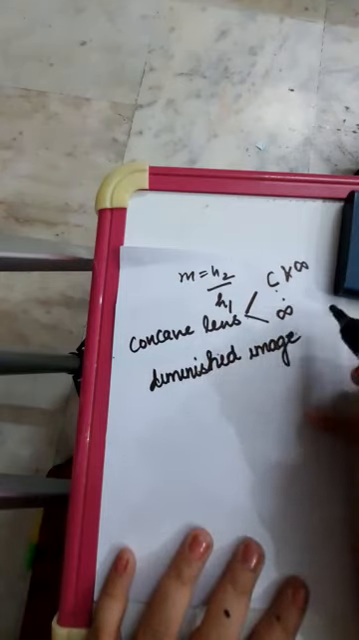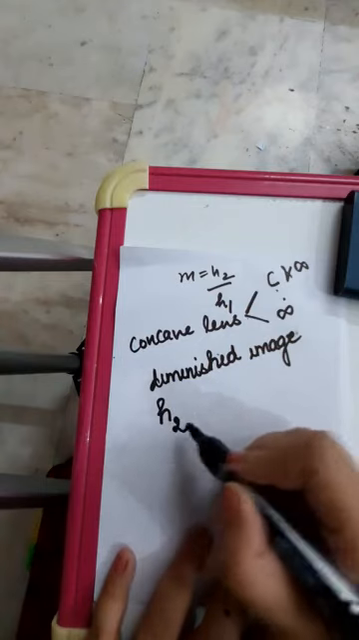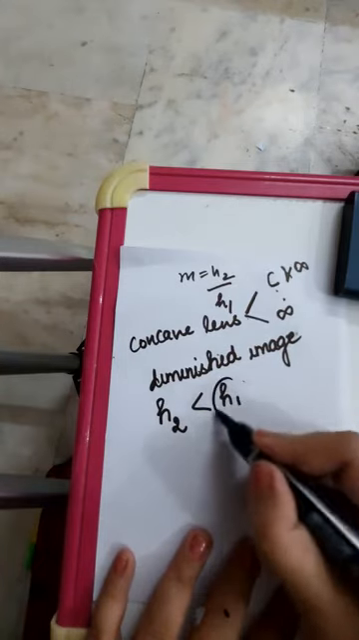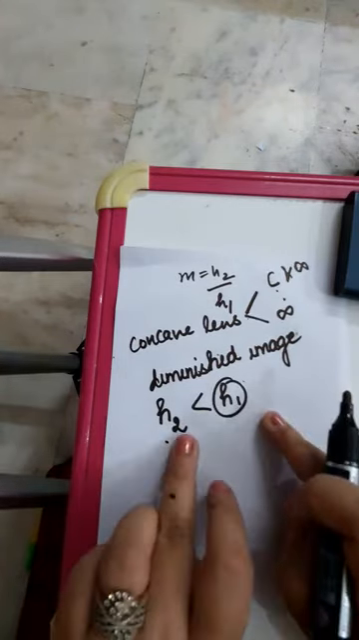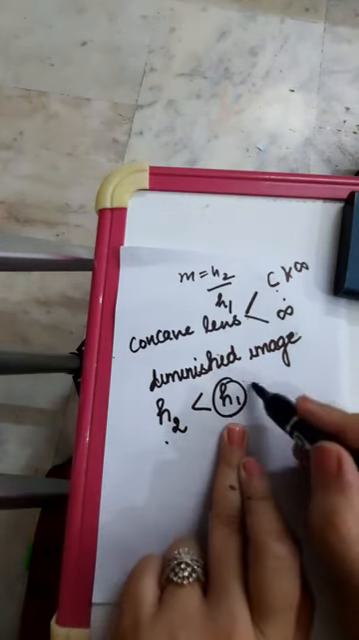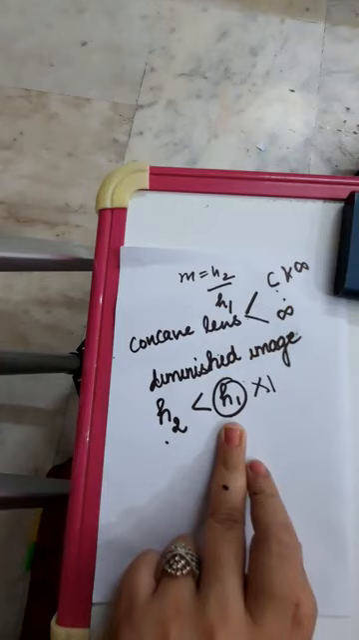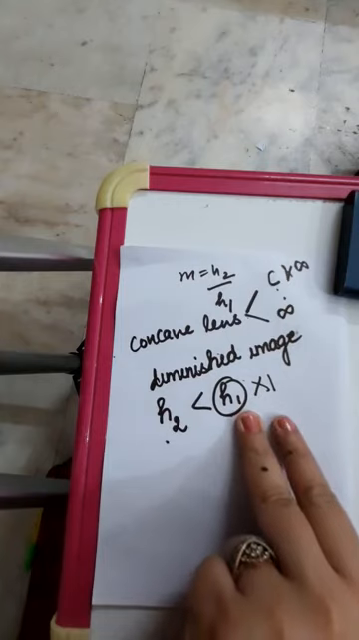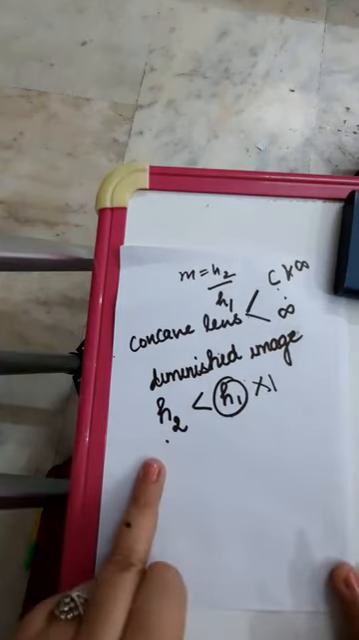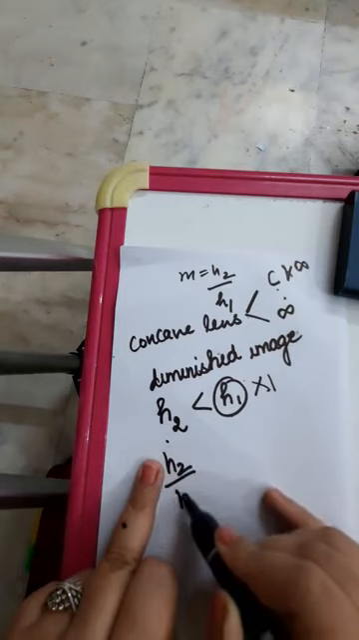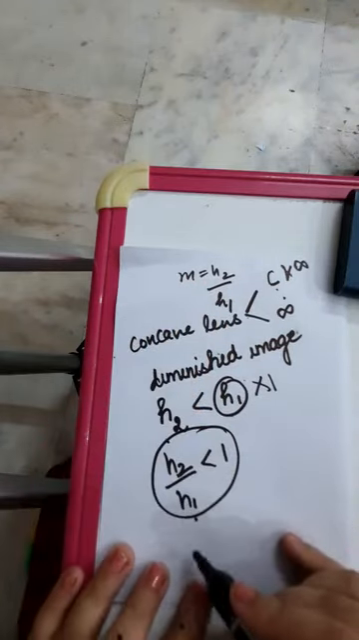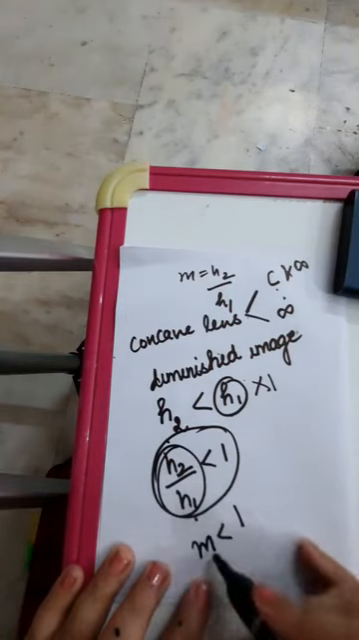If it was a diminished image, height of the image would be lesser than the height of the object, isn't it? See, first of all, if h2 is less than h1, can't you write h1 as h1 into 1? It would not make any difference. Take this h1 over here. Since this is getting multiplied to 1, it will get divided. So it will be h2 by h1 is less than 1. But h2 by h1 is equal to m, which is magnification, linear magnification. So m is less than 1 because this stuff is equal to m.